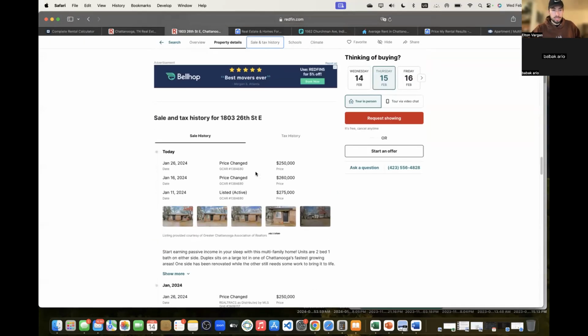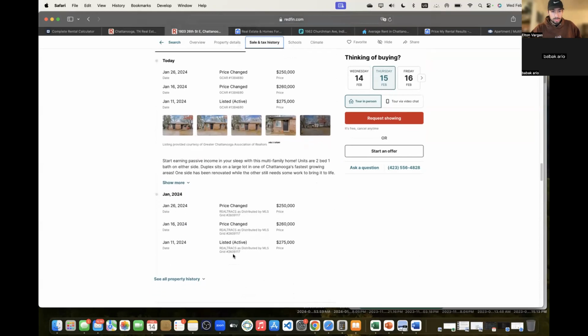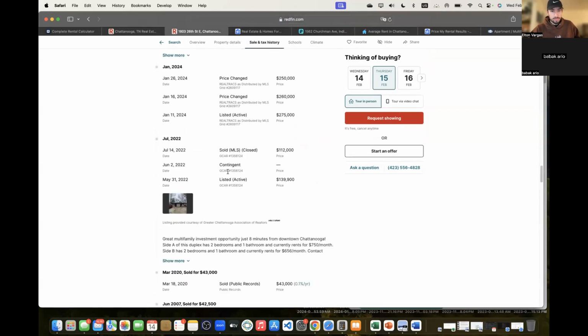When was the last purchase on this property? Last purchase was in July. It was bought for $112,000 back in 2022. So less than 2 years ago, because it wasn't until July that it actually did sell. And look, even this seller got a great deal out of it, because it was listed for $140,000 and they negotiated up to $112,000.